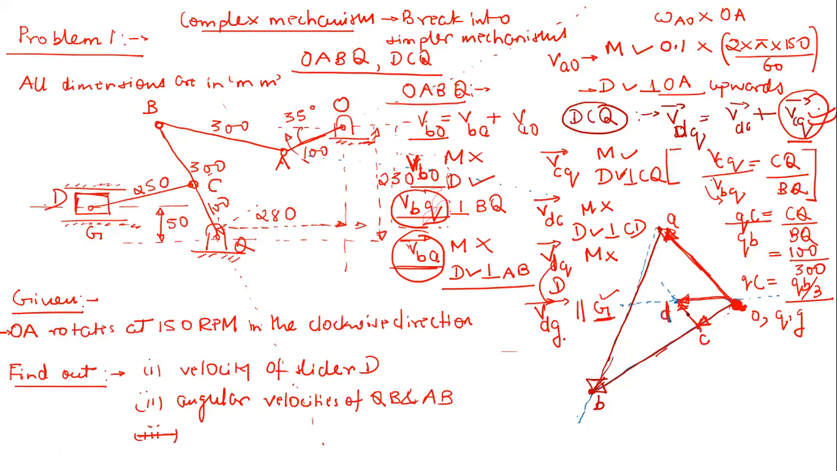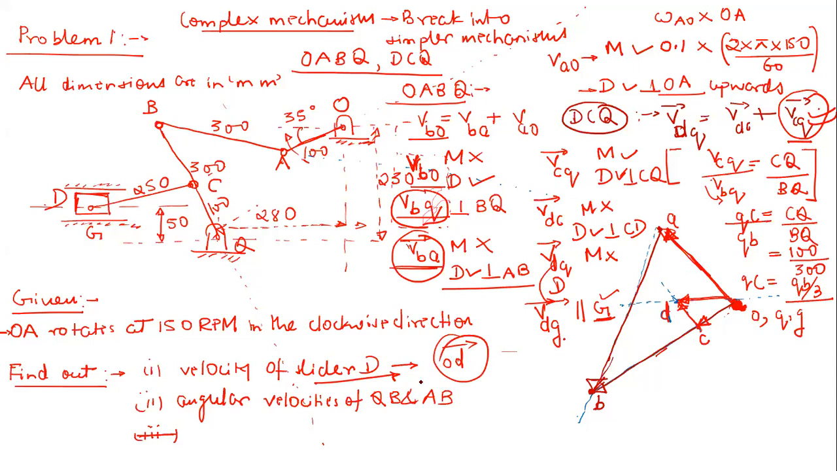So now we know the velocity of D. What was our first objective? That is the velocity of a slider D. So the velocity of the slider D will be simply equal to what? The OD vector. So this is our final answer. So you can measure the OD vector from this point and write it down here.